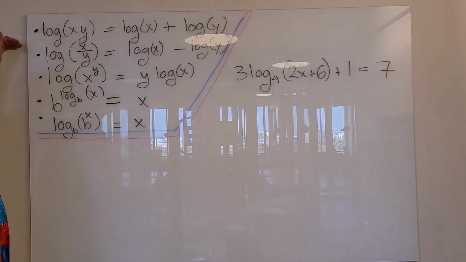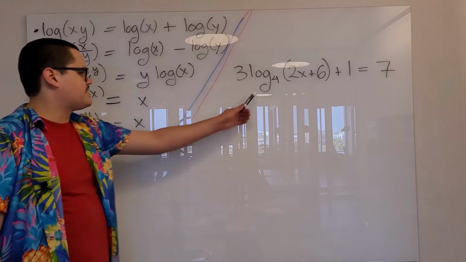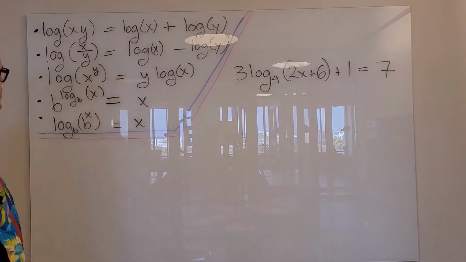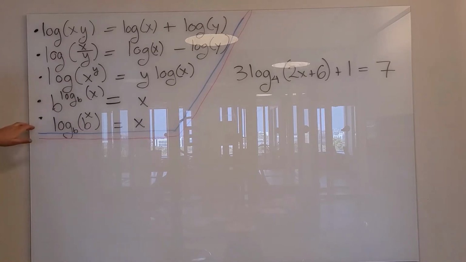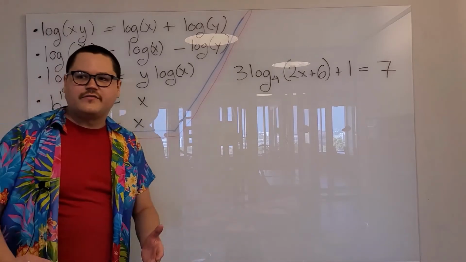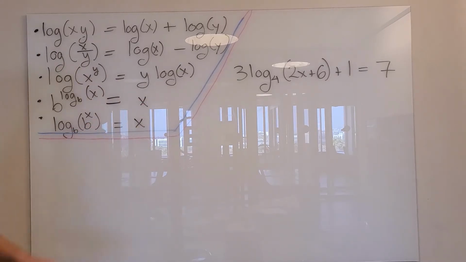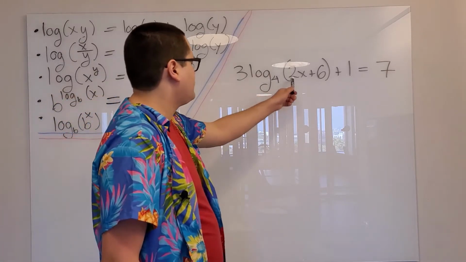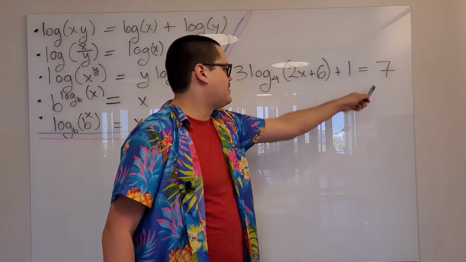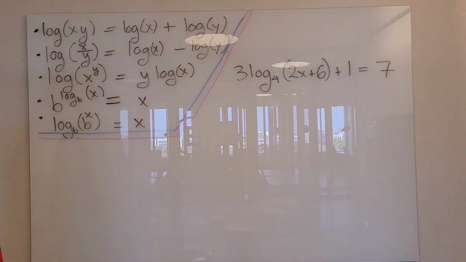Okay, so the goal today is to use these 5 simple rules to solve logarithmic equations. Let's say I have an equation like this. The most important of these 5 rules are the last 2. They say logarithms are inverse to exponentials. So if I have a log, how do I get rid of it? I introduce an exponential. Example here. Let's say I start with this equation: 3 log base 4 of (2x plus 6) plus 1 equals 7. How do I solve for x?